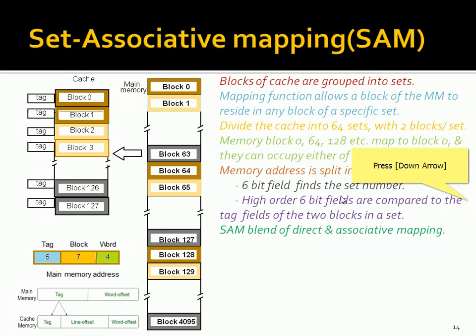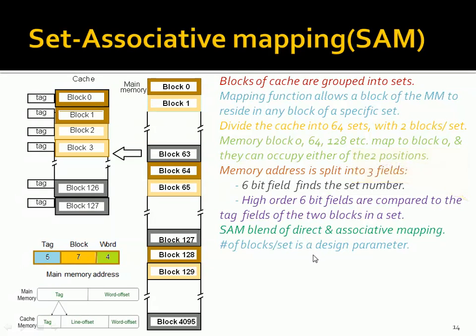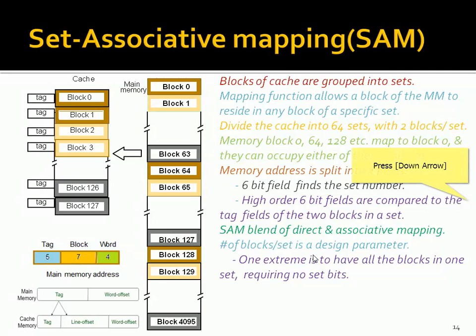Set associative mapping is a hybrid of direct and associative mapping policy. The properties of associative and direct mapping are combined. The number of blocks per set is a design parameter. One extreme is to have all the blocks in one set, which requires no set bits. The other extreme is to have one block per set, which is the same as the direct mapping policy.